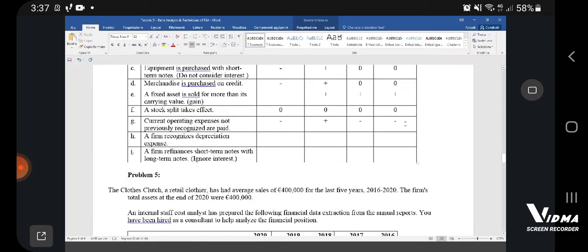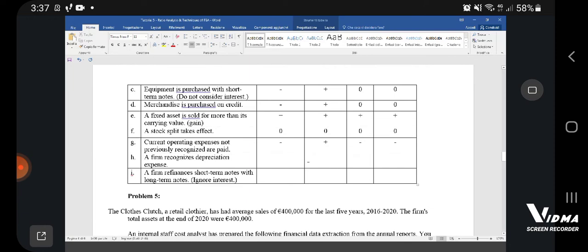A firm recognizes depreciation expense. It does not pay anything, it just makes the classic journal entry, depreciation expenditure to the accumulated depreciation. Does it change anything to the current ratio? No. Does it change anything to the debt ratio though? Okay, why? Because total assets decreased.